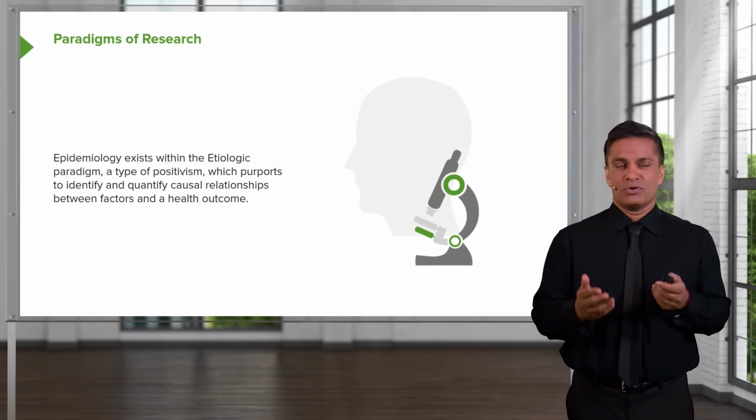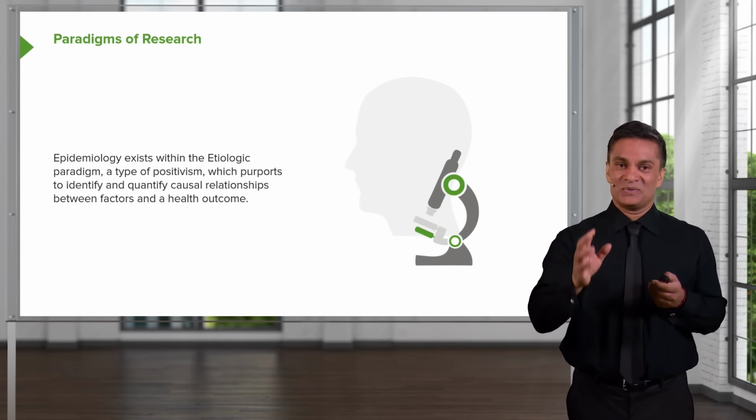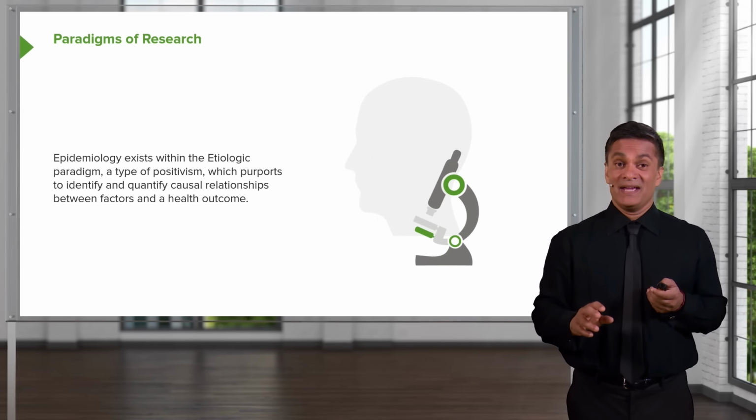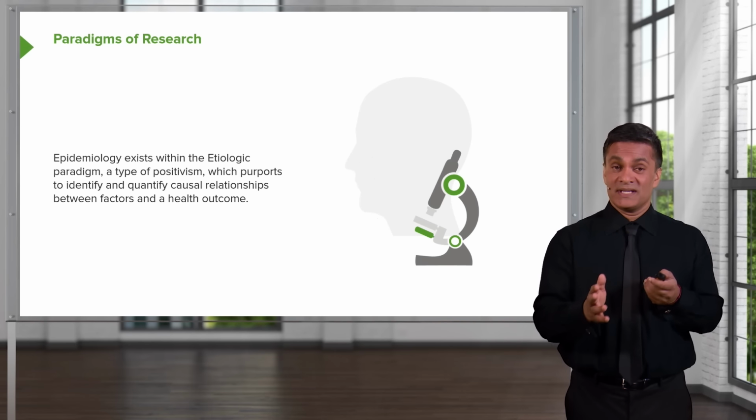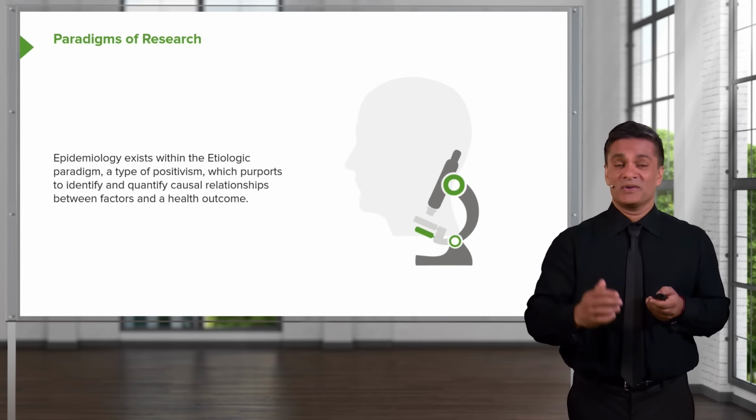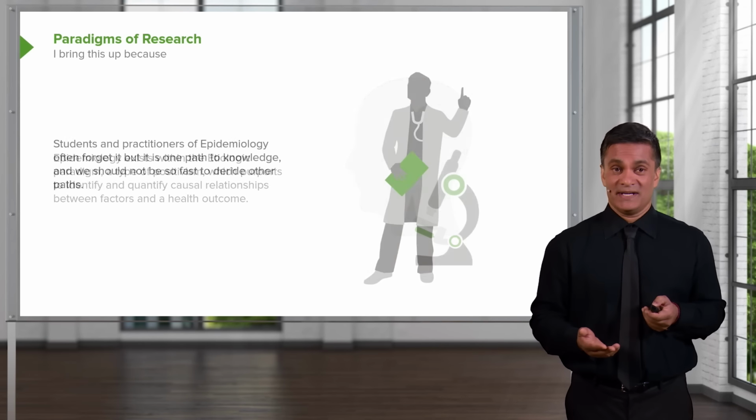And it purports that there exists external objective truth that we can access via our methodologies, our science, our study designs. And we can measure risk factors and things that cause outcomes. Smoking causes cancer. This behavior will cause this other kind of outcome. That's the nature of the epidemiologic etiologic paradigm.